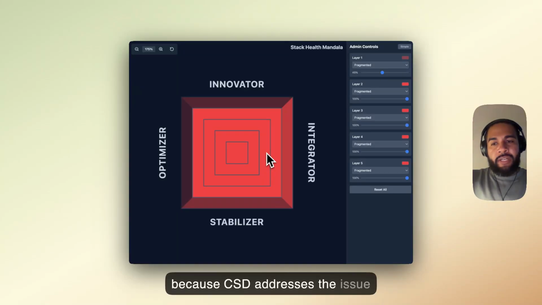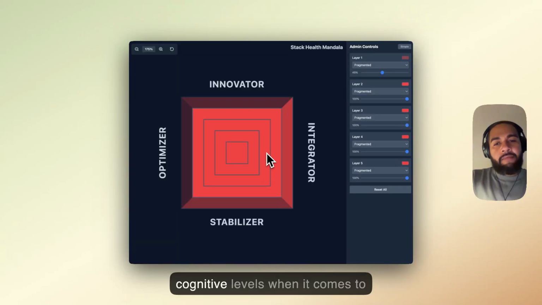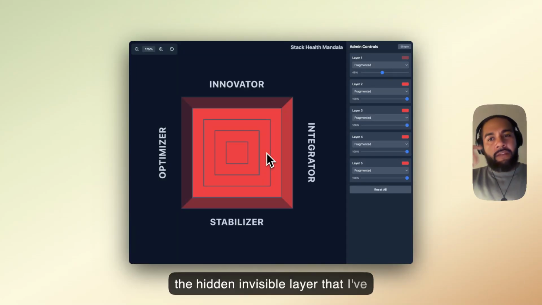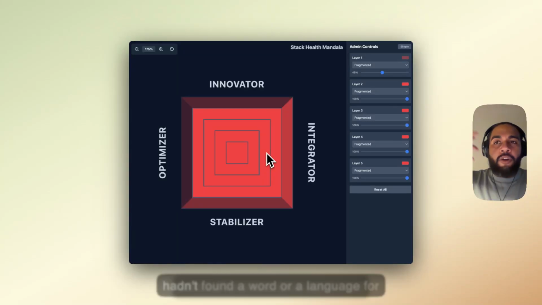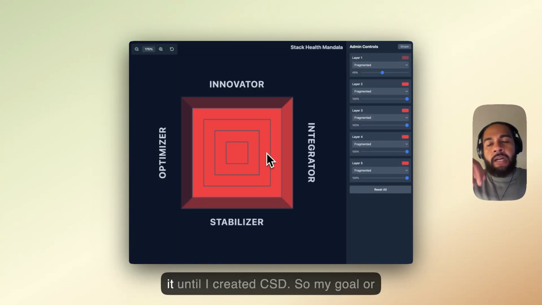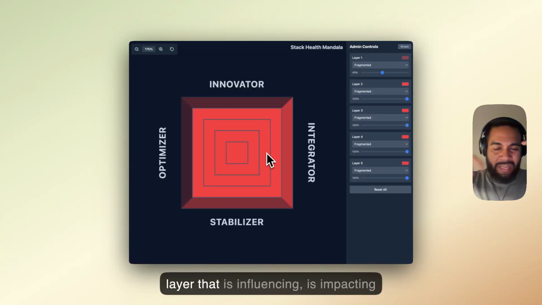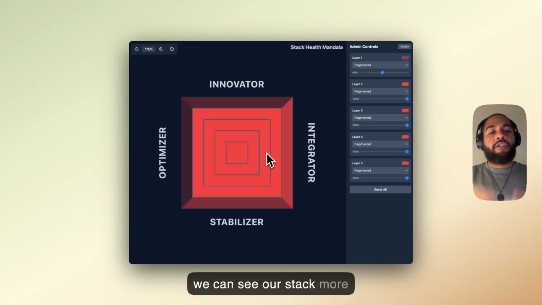Because CSD addresses the issue that I've experienced with many, that we're all kind of sitting at different cognitive levels when it comes to integrating anything new or integrating any new tools, right? If you look at digital transformation projects, a lot of times people are not taking this into account, but it's been the hidden, invisible layer that I've noticed time and time again, but hadn't found a word or a language for it until I created CSD. So my goal or mission is to provide everybody with a language for this hidden invisible layer that is impacting us on a day-to-day basis, so that we can see our stack more consciously.